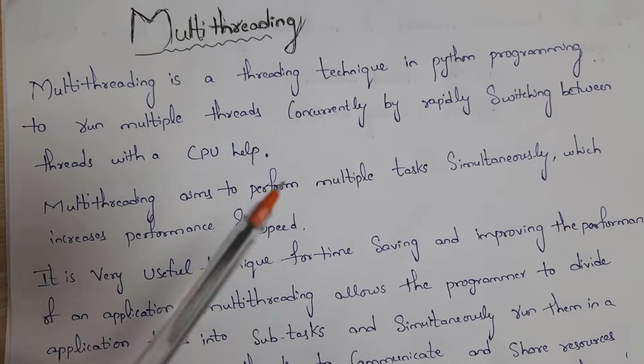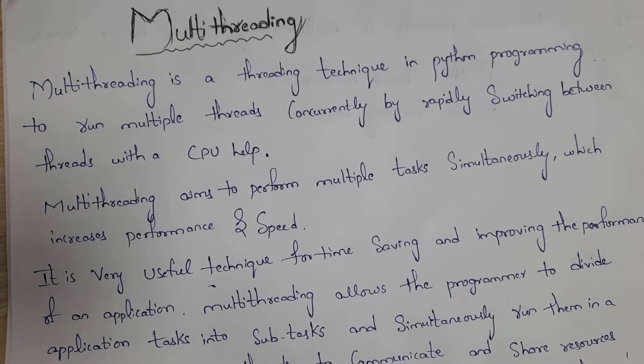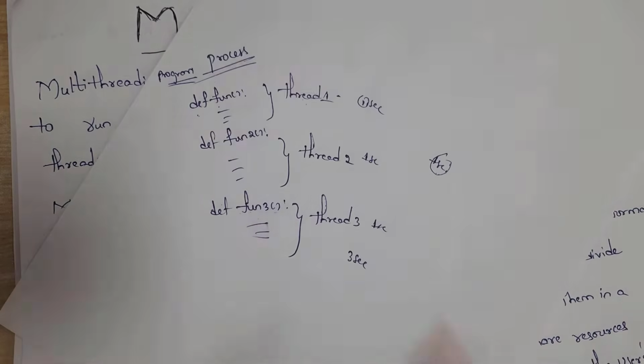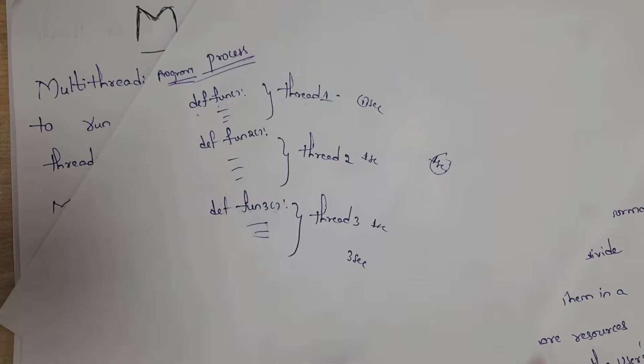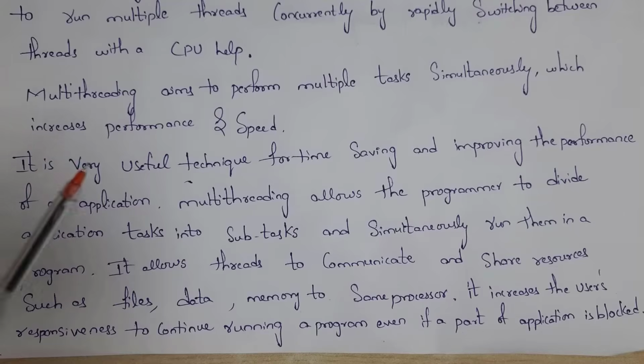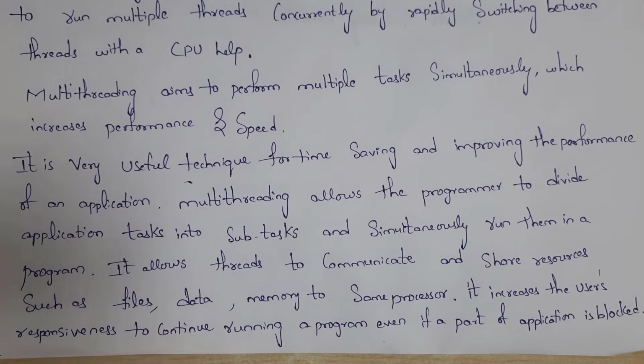Multi-threading aims to perform multiple tasks simultaneously, which increases performance and speed. By using multi-threading, we can execute multiple tasks at a time, which will increase performance and speed. Already explained this example. Normally if you execute this program serially, time taken to execute is 3 seconds. And if you execute this program parallelly, time taken to execute this program is 1 second. It is very useful technique for time saving and improving the performance of an application.